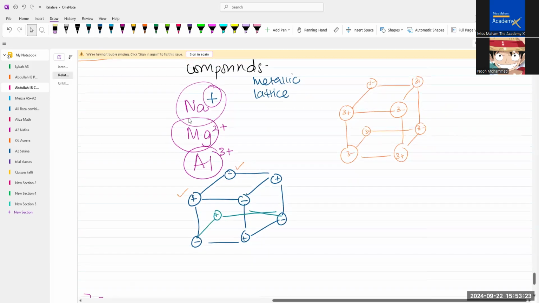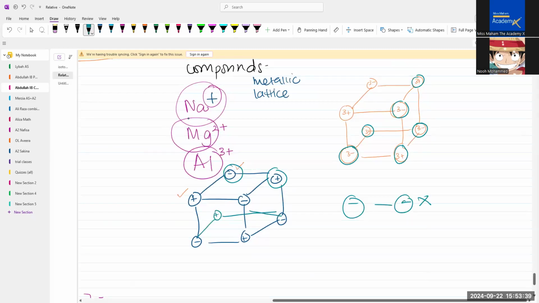Clear? Now make sure that these are alternating, minus with a plus. Any minus should not be connected to another minus. That will be wrong. So -3 connected to a +3, -3 connected to a +3, +3 connected to a -3, +3 connected to a -3, right? So there should be alternating signs.